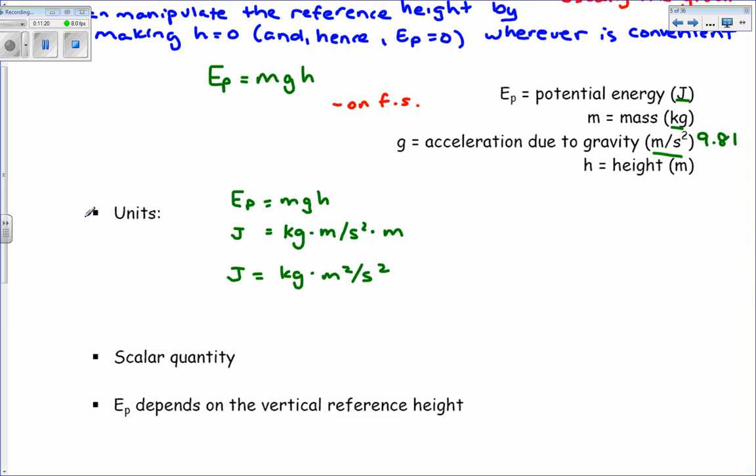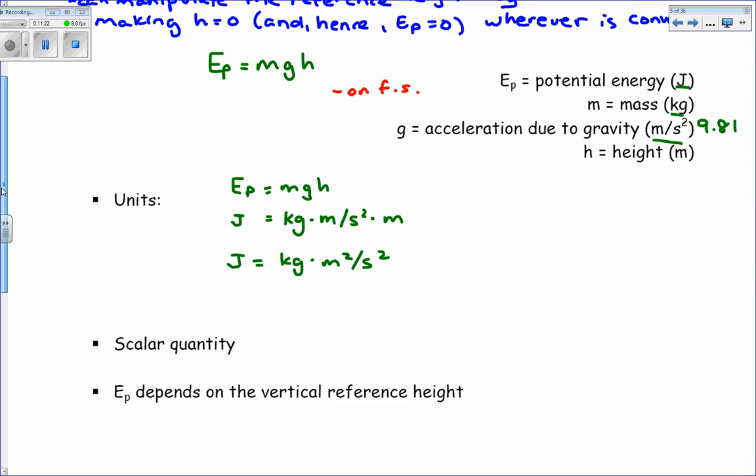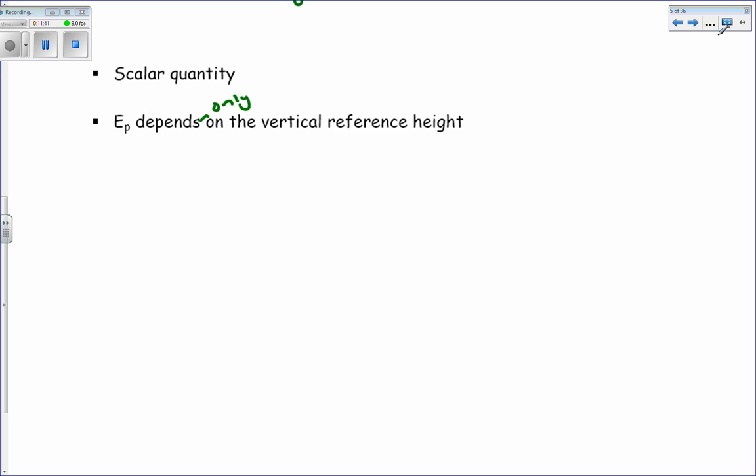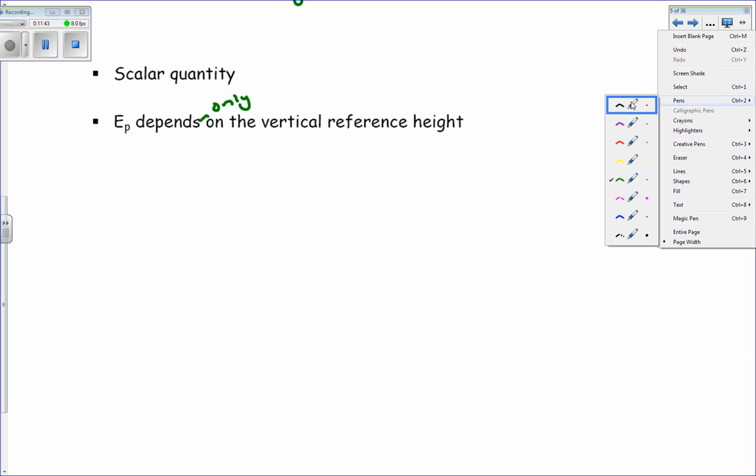Potential energy is a scalar quantity, and it depends on the vertical reference height. So it doesn't depend on any kind of distance traveled. No horizontal or other types of height are involved. So it depends only on the vertical height. So I can illustrate this with a little bit of a picture. Just if we have a little guy on a slide.